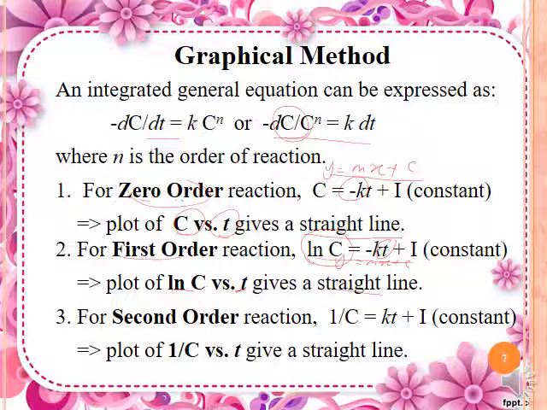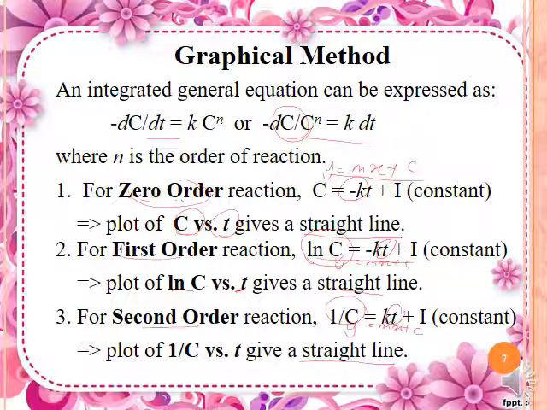For second order, y = mx + c. So the y-axis is 1 over concentration versus t, and it should give a straight line. That is for second order.